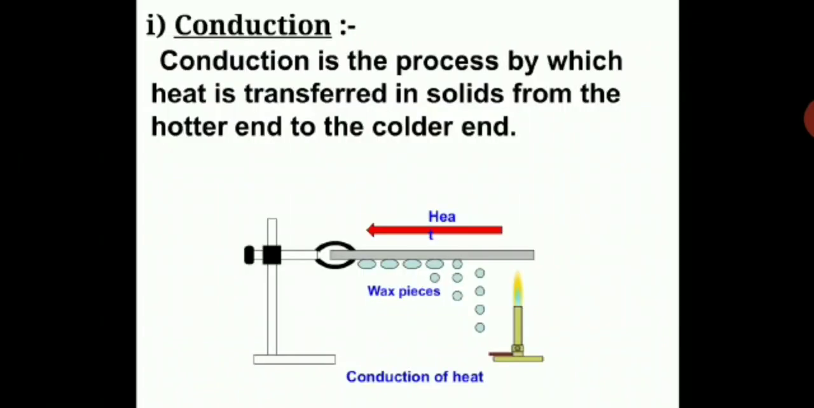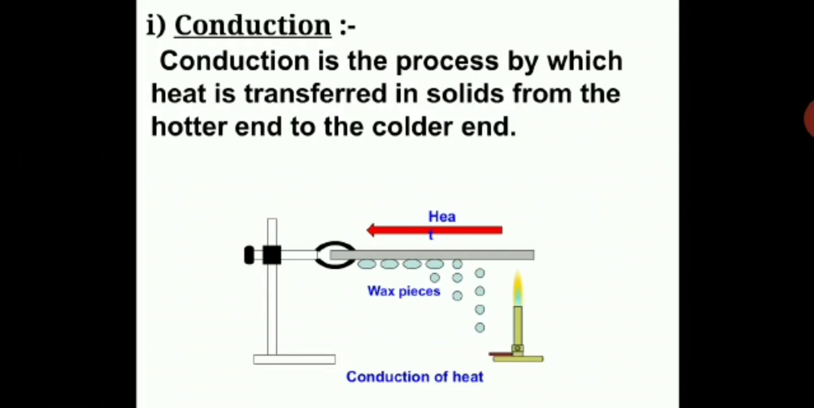So conduction is the process by which heat is transferred in solids from the hotter end to the colder end. That means conduction is a process taking place in solids. So in solids, the particles of the solids are very close to each other. So one particle will transfer heat to the other particle, and the other particle will transfer heat to the next particle. Like that, the transfer of heat will take place, and this mode of transfer of heat is called conduction, and it takes place in solids from the hotter end to the colder end.